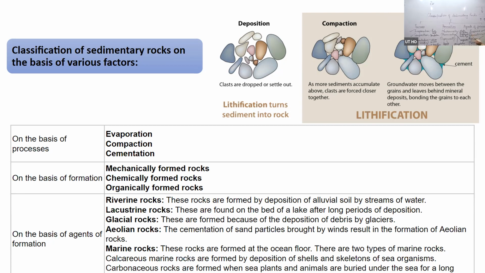Lacustrine starts with L, like lake. Aeolian? Air. Marine is what? Water. Glacial is? Ice. Marine has what two types? Calcareous and carbonaceous. And carbonaceous is plants and animals. Glacial rocks are formed by glacial deposits in the form of debris or ice.